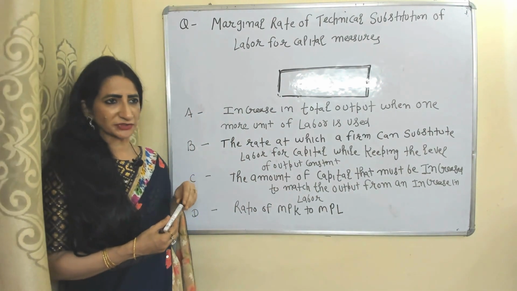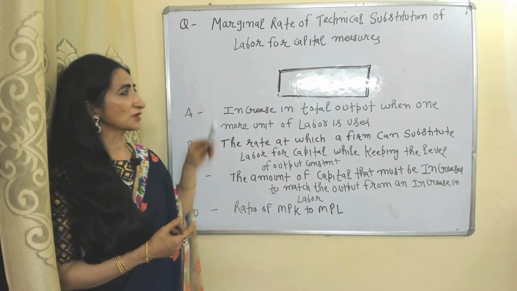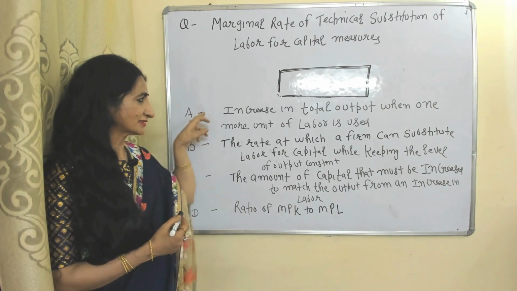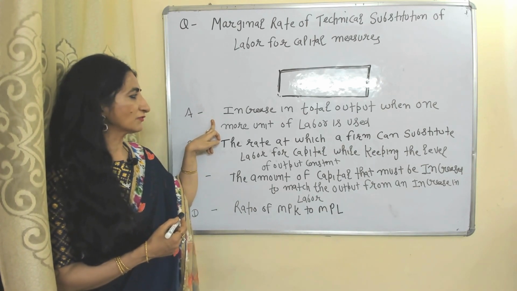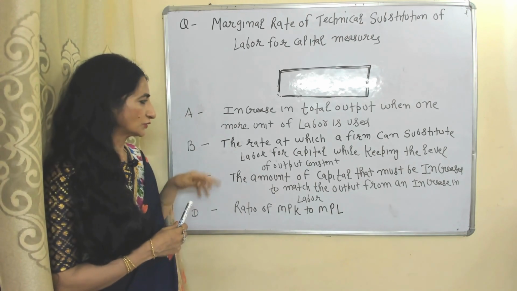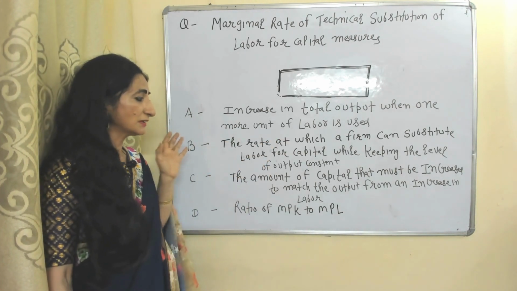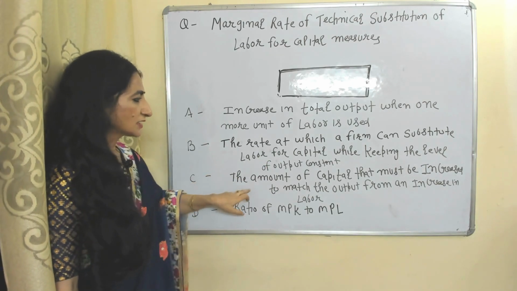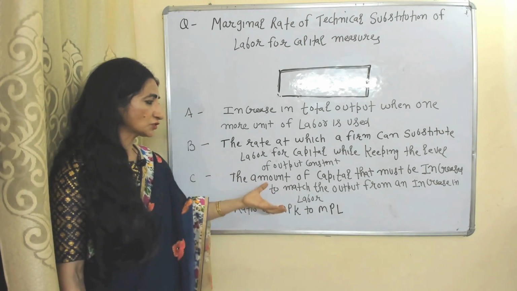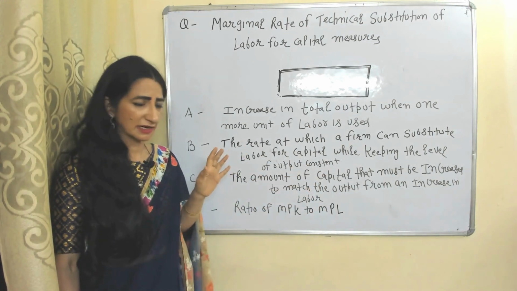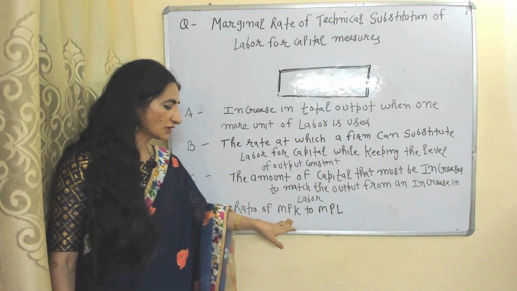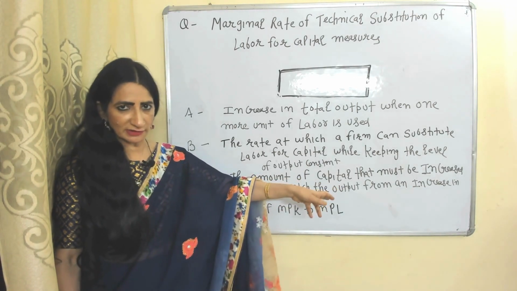Now we will see some questions. Marginal rate of technical substitution of labor for capital measures: the increase in total output when 1 more unit of labor is used; the rate at which a firm can substitute labor for capital while keeping output constant; the amount of capital that must be increased to match the output from an increase in labor; the ratio of marginal product of capital to marginal product of labor.